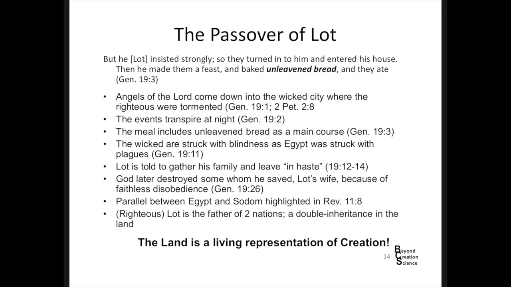What happens when the angels show up in Sodom? Lot takes them into his house and he serves them something very specific. But he, that's Lot, insisted strongly, so they turned into him and entered his house. Then he made them a feast and baked unleavened bread, and they ate. What do you think of when you think of a meal with unleavened bread? How about one at night, on the eve of God's judgment, when the faithful have to flee in haste?